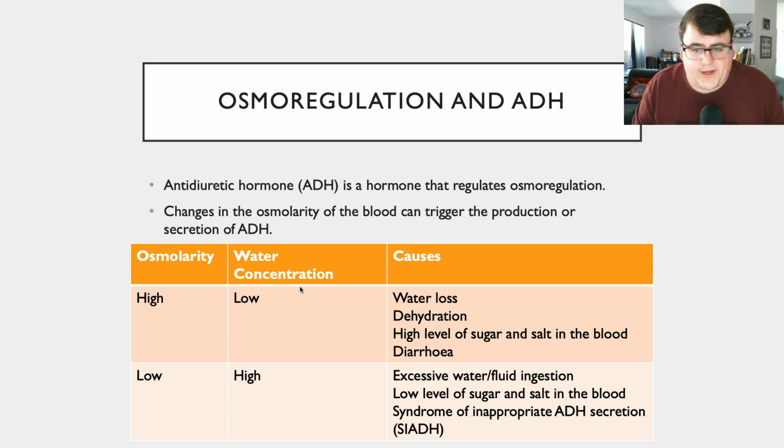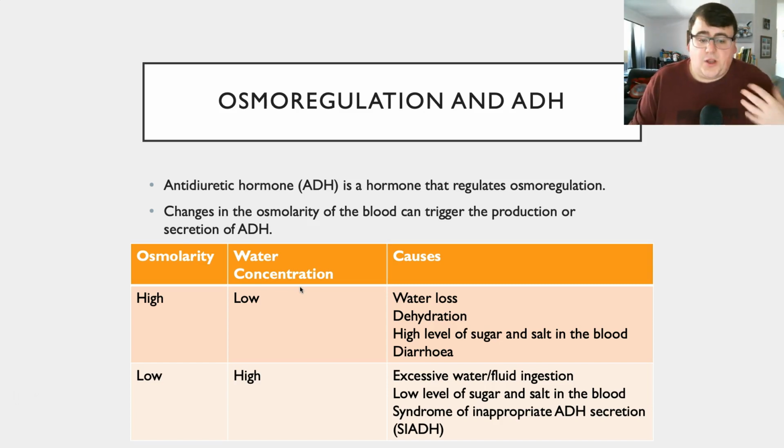Moving on to osmoregulation and antidiuretic hormone. Antidiuretic hormone, which we call ADH, is a hormone that regulates osmoregulation. Changes in the osmolarity of blood can trigger the secretion of ADH into the blood. When you have high osmolarity, it means you've got a low water concentration in your body, which could be caused by water loss, dehydration, high levels of sugar or salt in the blood, or possibly diarrhea, making you lose a lot of water.